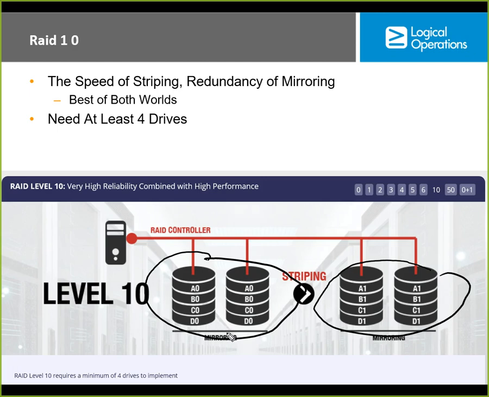Actually, this one is mirroring and then striping. What usually happens is whichever one is listed first is what the system does first. So it will create the RAID 1 first and then the RAID 0 after that. So first it would create the mirror, the RAID 1, and then it would stripe within that. For the RAID 1, 0, we need at least 4 hard drives in order to make it work.